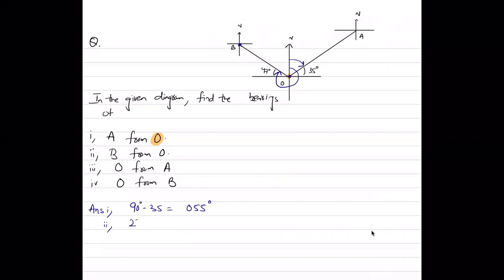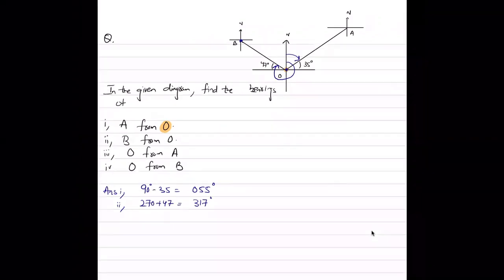So you can add 47 to 270, you get 317 degree. Now that's the number in three digits, so we are going to leave it as it is. The bearing is 317 degree. Let's look at the third part. It says find the bearing of O from A.